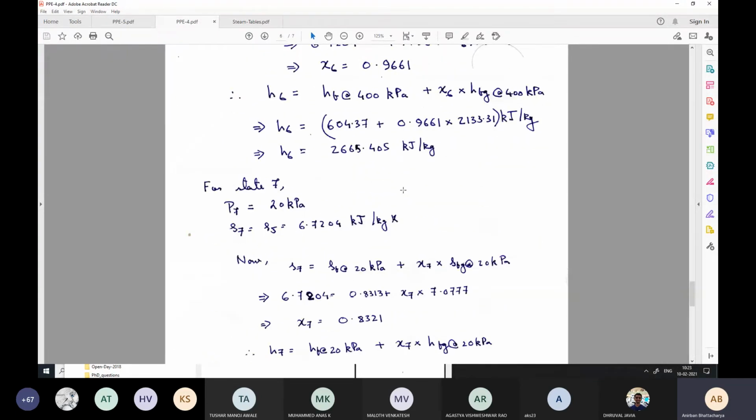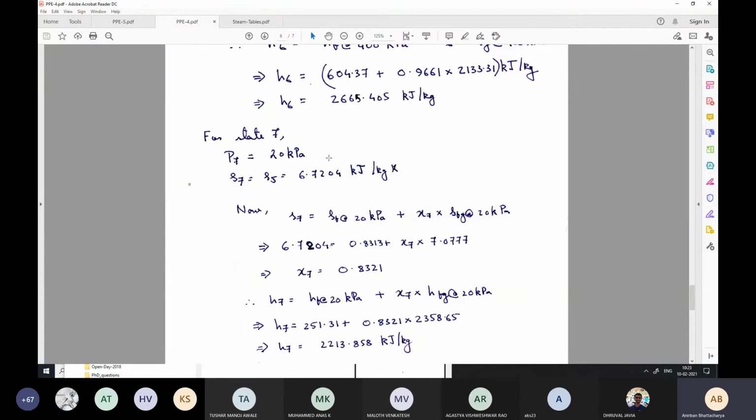Same thing can be repeated for state 7. So P7 is given as 20 kPa and S7 is equal to S5 because it's an isentropic process. The S7 is 6.7204 kilojoule per kg Kelvin. And now we have to find the quality again. So S7 is equal to SF at 20 kPa plus X7 into SFG at 20 kPa.